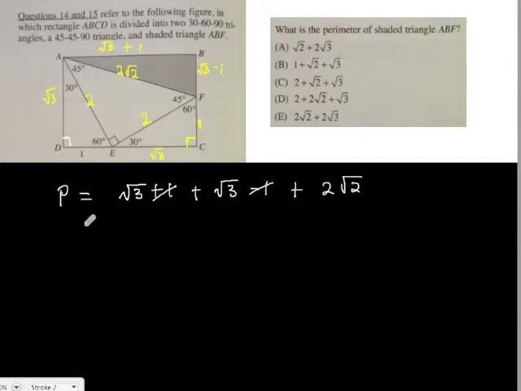We're supposed to figure out the perimeter, so the final answer will be to add all the three sides together. The perimeter is going to be square root of 3 plus 1 plus square root of 3 minus 1 plus 2 root 2. So you can see the ones cancel out. The final answer is 2 root 3 plus 2 root 2. And the answer 2 root 3 plus 2 root 2 is right over here.